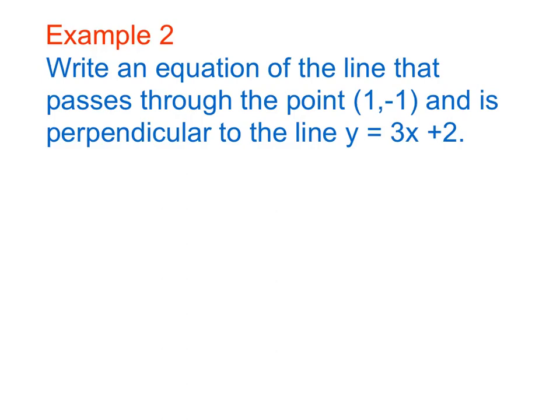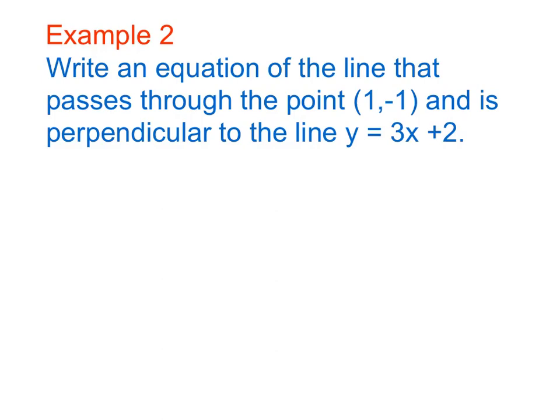Alright, so in this example here, we want to write an equation of a line that passes through the point (1, -1) and is perpendicular to the line y = 3x + 2. Well, as we just looked at and talked about, if you take the slopes of the two equations and multiply them together and get negative 1, the lines are going to be perpendicular.